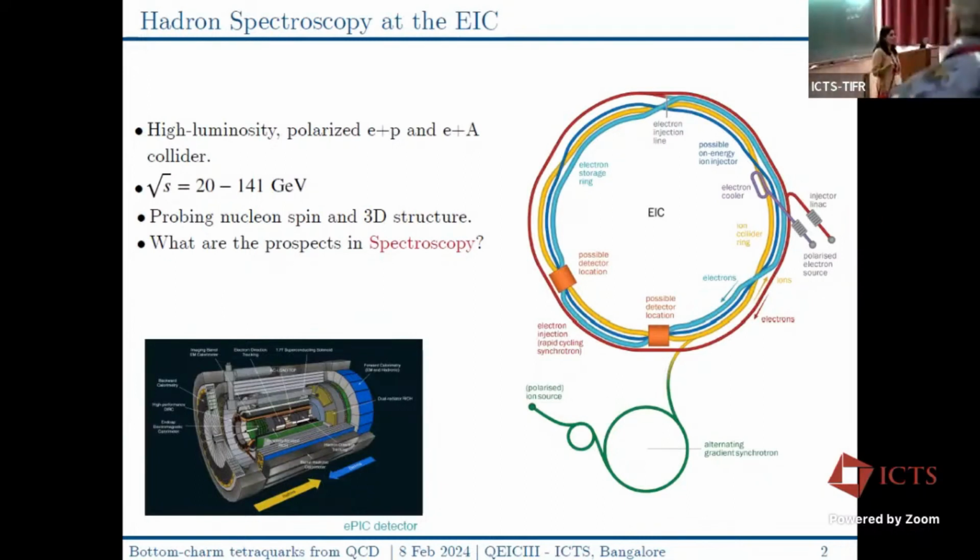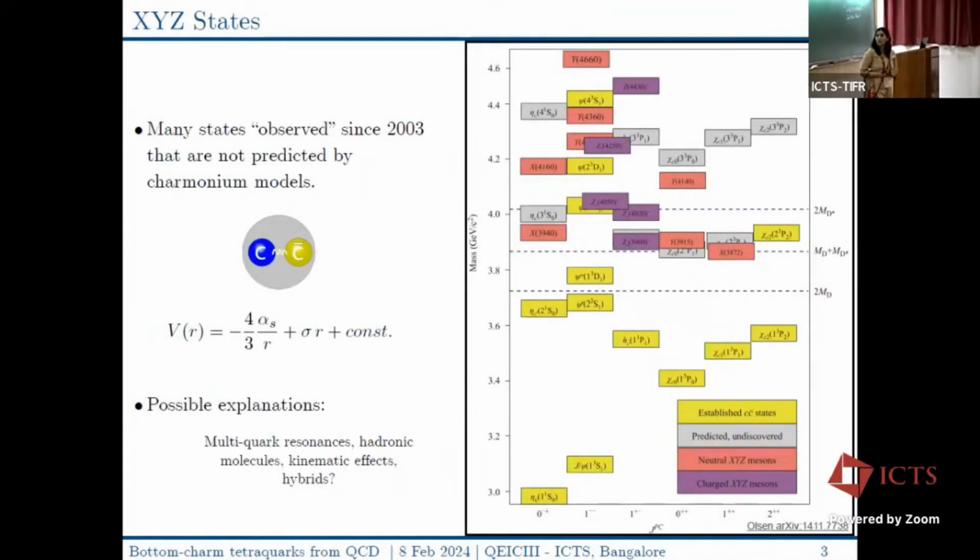We saw a lot of wonderful talks in this conference about probing the nucleon spin and the three-dimensional structure. But then what about spectroscopy at EIC? What are the XYZ states? In heavy meson spectroscopy, the spectrum itself is really interesting because we don't know a lot of things. This is an example of the c c-bar spectrum with different quantum numbers on the x-axis and the mass on the y-axis.